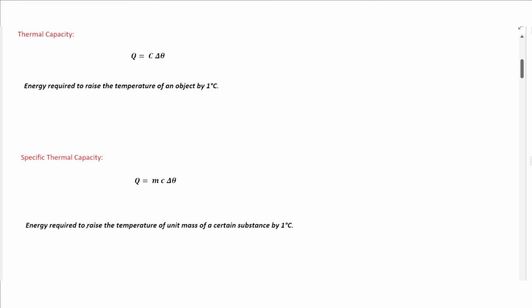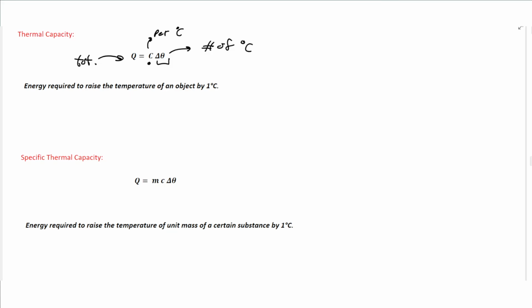There is something called thermal capacity. It is the energy required to raise the temperature of an object by 1 degree Celsius. So if the thermal capacity is the energy to increase temperature by 1 degree, and you have several degrees to increase the temperature, you can just multiply it. If you have a thermal capacity of 500 joules per degree, and you need to increase the temperature by 10 degrees, then you multiply 500, which is for 1 degree, by 10, and you get 5,000 joules in total, which is the thermal energy. So this is the energy per degree Celsius, this is the number of degrees Celsius, and you get the total energy.